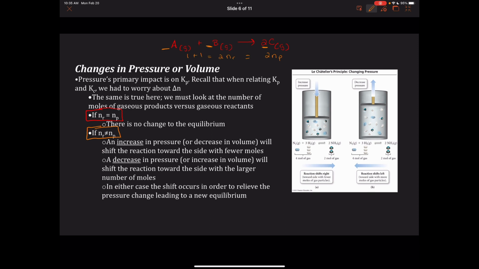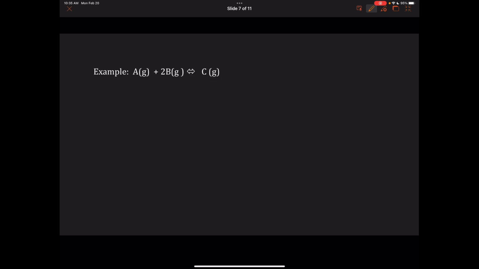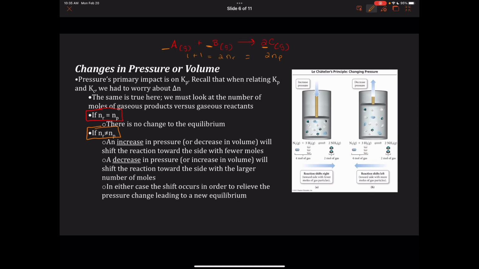A decrease in pressure or an increase in volume will shift the reaction towards the side with more moles. So if we drop our pressure, the reaction is going to try to bring that pressure back up. And we get a higher pressure by having more moles present. So in either case, the shift occurs in order to relieve the pressure change, leading to a new equilibrium.